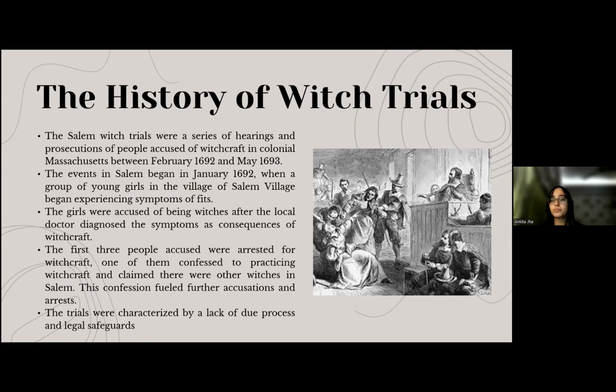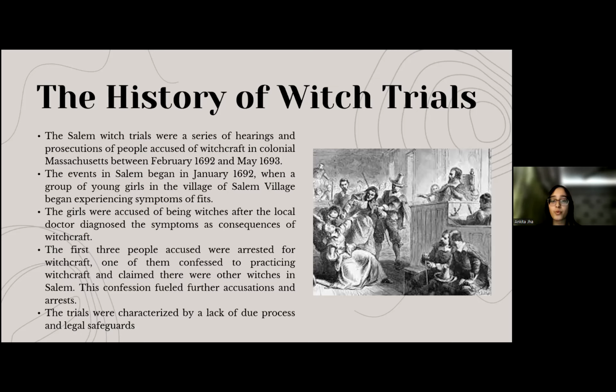Interestingly, one of the first three people accused and arrested for witchcraft was an enslaved woman owned by the local minister. This portrays a hierarchy of power. She confessed to practicing witchcraft and claimed that there were other witches in Salem, and this led to a lot of further accusations and arrests. The trials were characterized by a lack of due process and legal safeguards. The accused were often subjected to harsh interrogation methods. The trials reflected social tensions within the community, with many of the accused being outsiders or marginalized members of society.